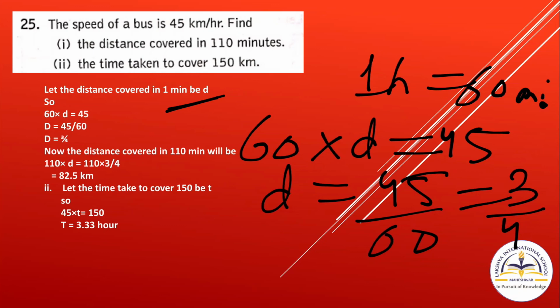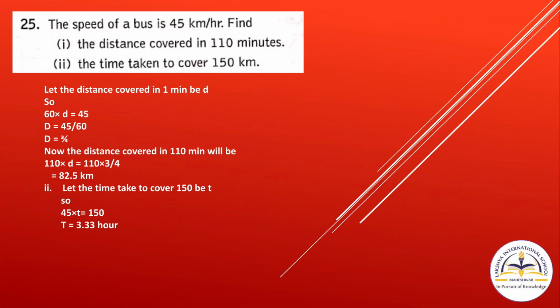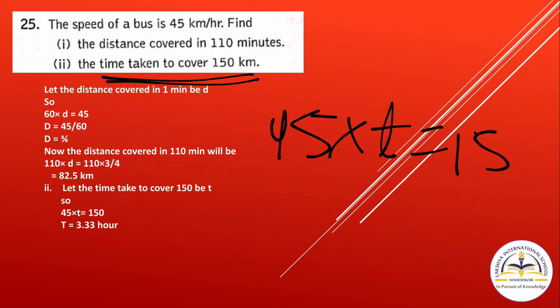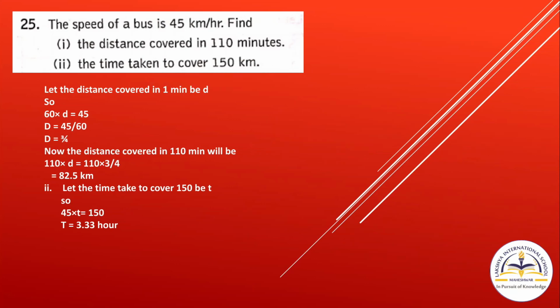Now the distance covered in 110 minutes will be 110 multiplied by 3 by 4, that is 82.5 kilometers. This is the answer of the first part. Now to find out the time taken to cover 150 kilometers, that will be 45 into t equals 150. Now 150 will be divided by 45. Now you have to divide them. After dividing, the value will be 3.33. That will be the time taken to cover 150 kilometers.